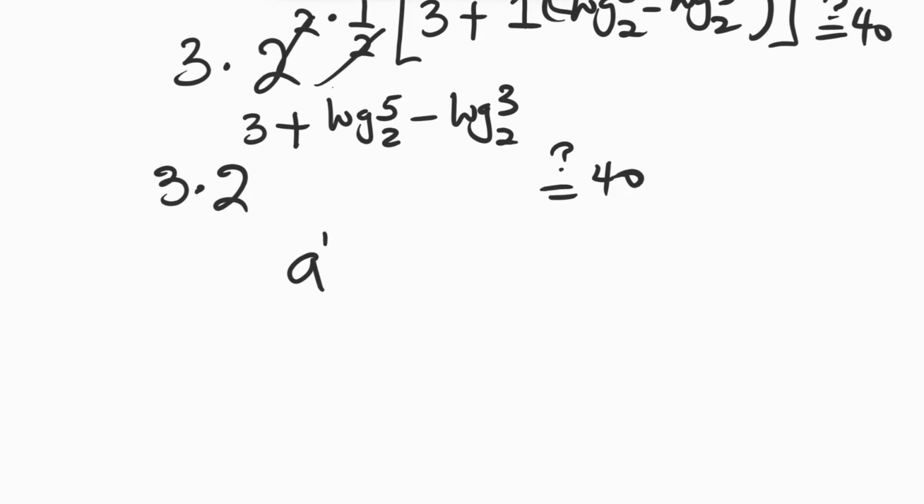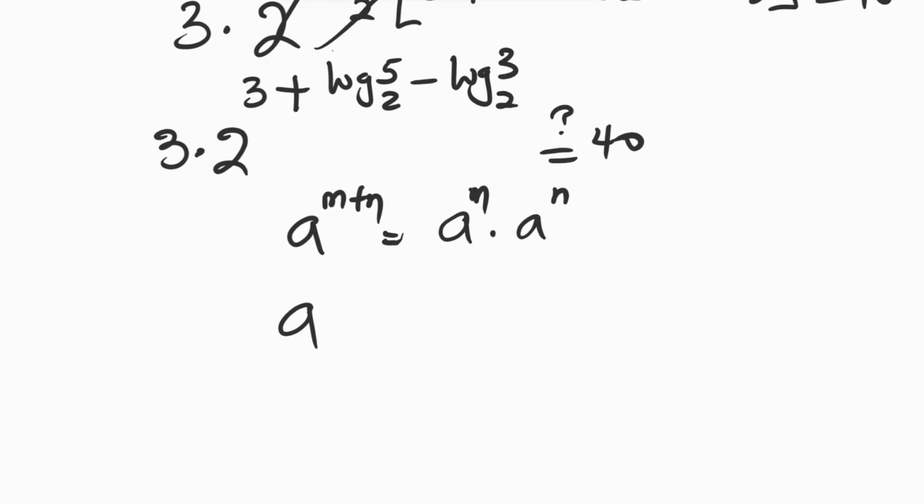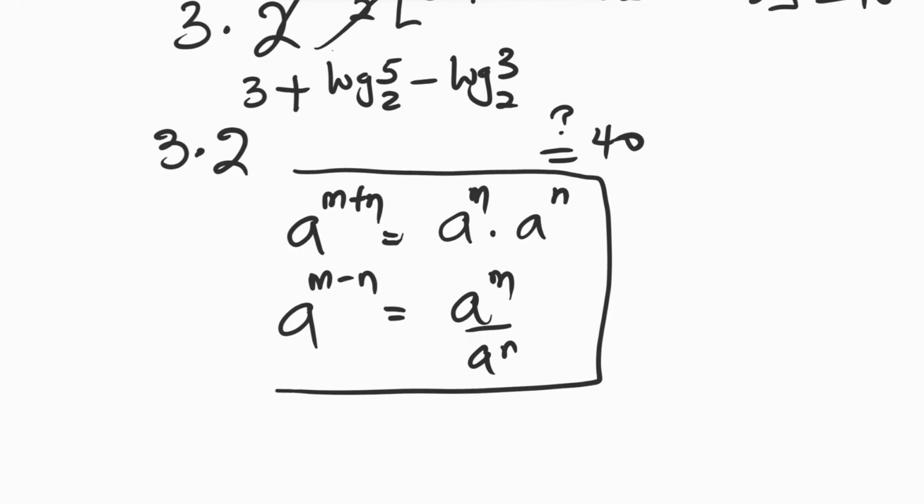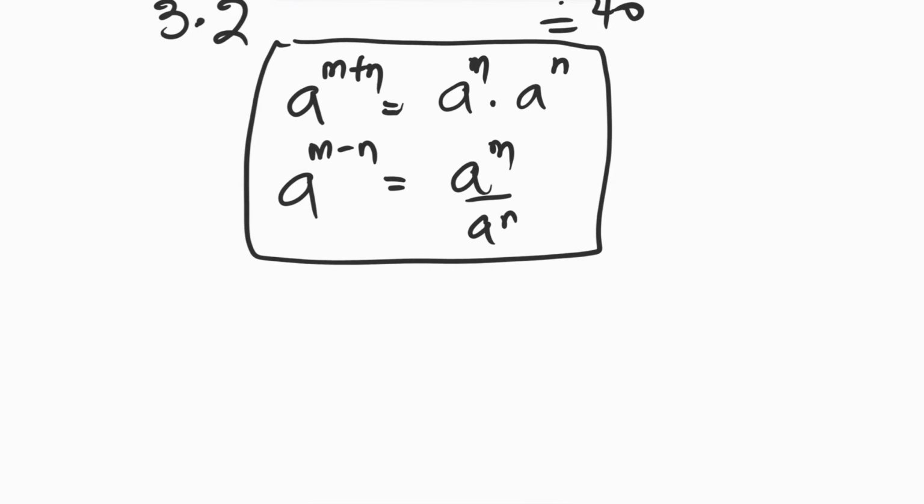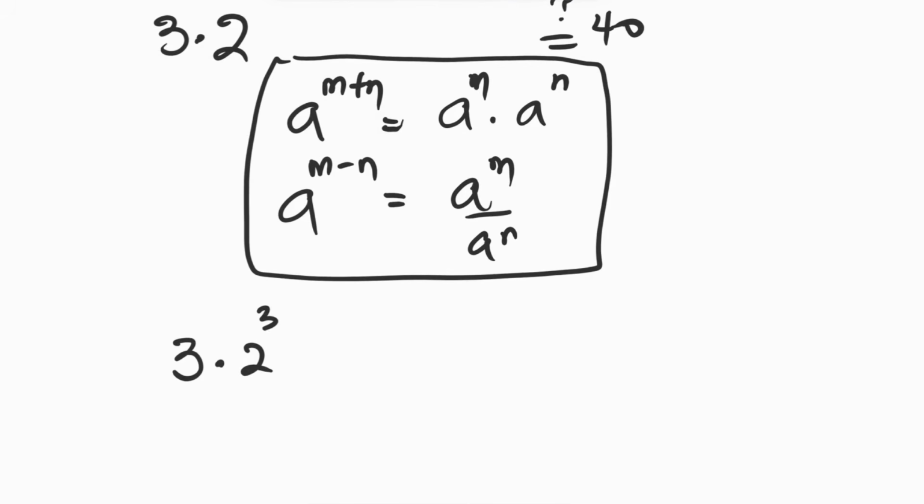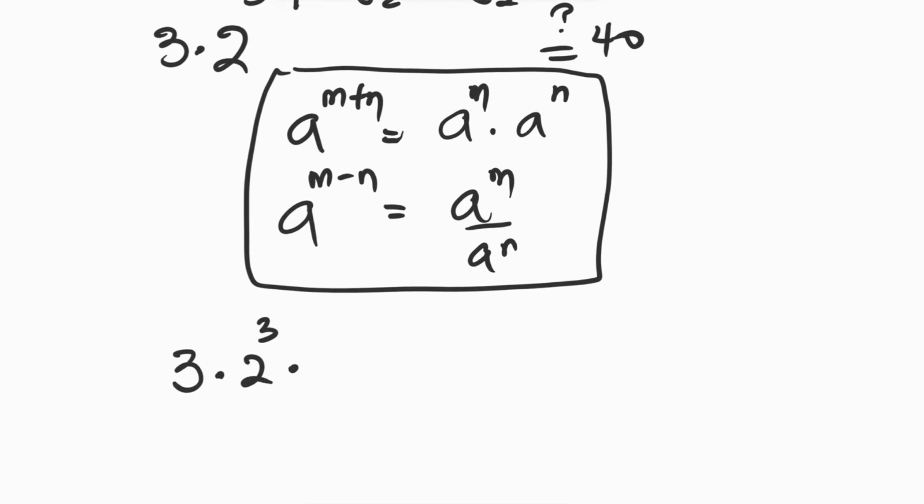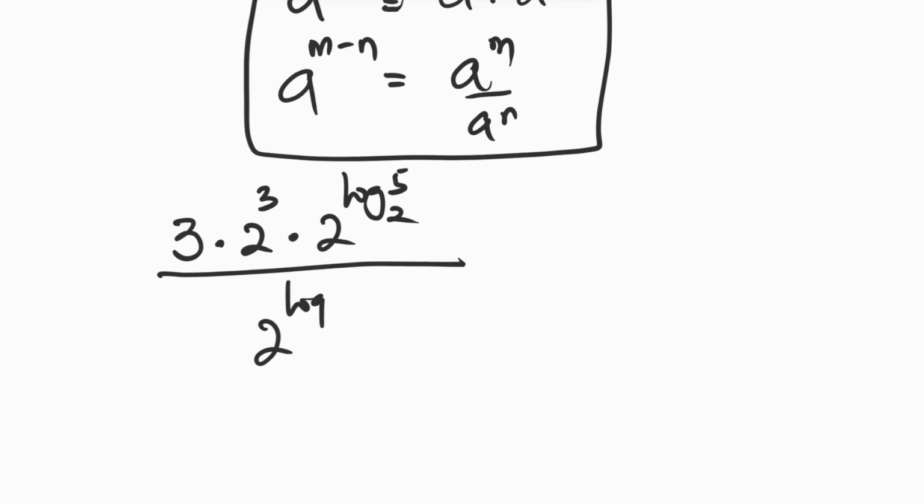Now, we know that a raised to the power m plus n is equal to a raised to the power m times a raised to the power n, and also that a raised to the power m minus n is a raised to the power m divided by a raised to the power n. So we're going to use these laws of indices to solve the left hand side. So it now becomes 3 times 2 raised to the power 3 times 2 raised to the power log of 5 base 2 divided by 2 raised to the power log of 3 base 2. So that's going to be equal to 40.